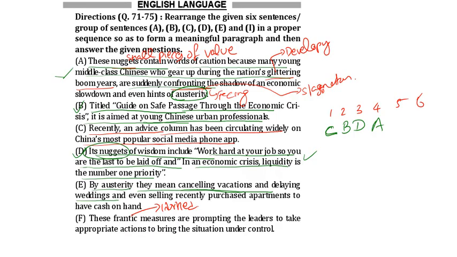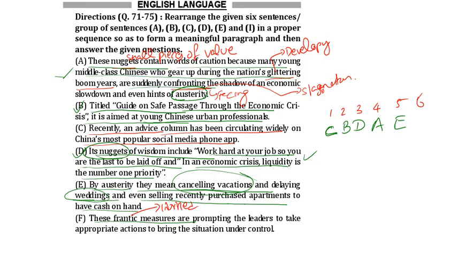So to spend very limitedly, what we need to do? We need to cancel the vacations and we need to delay our weddings. If you want to conduct a wedding, it requires a lot of money. So we delay the wedding because at present we are facing economic crisis. And even selling recently purchased apartments to have cash in hand. Having cash in hand is important. So for that, we are selling the apartment or else our valuable items. So that is the meaning of austerity.